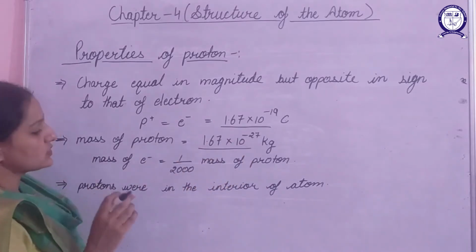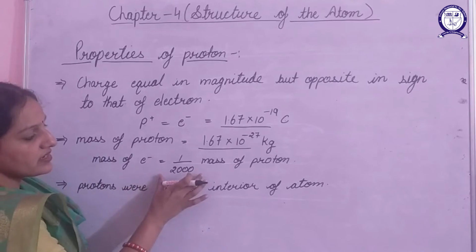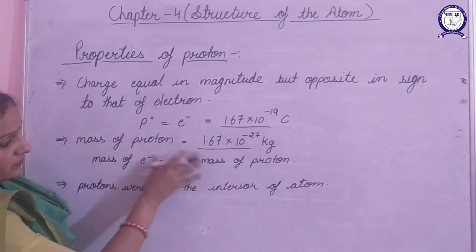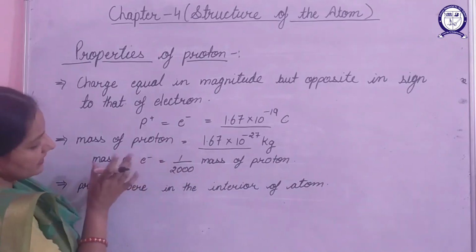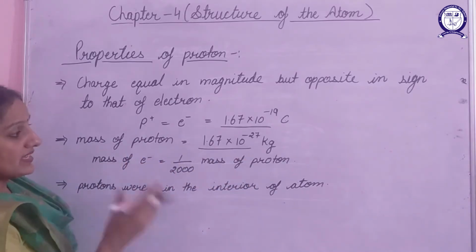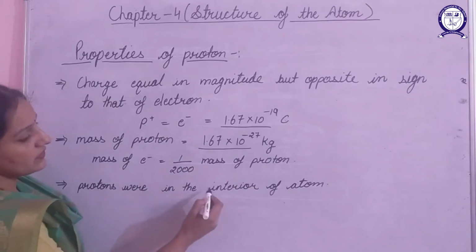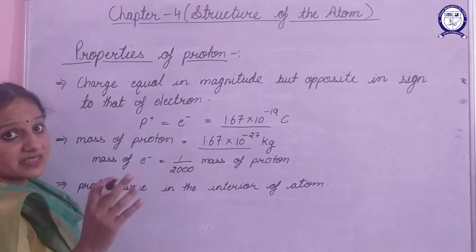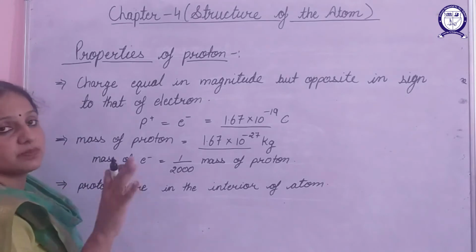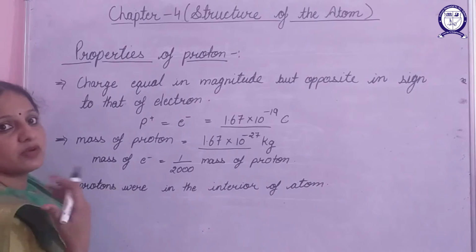If we compare the mass of an electron with the mass of a proton, it was found that the mass of an electron is 1 upon 2000 times the mass of a proton. From this we can conclude how negligible the mass of an electron is in front of the mass of a proton. And second thing, if protons are the heavy mass particles inside an atom, they might be present in the interior of an atom, whereas electrons could be peeled off because electrons lie in the outermost shell. Later on in this chapter we will study that protons lie in the interior of an atom, which is quite difficult to peel off from the atom.